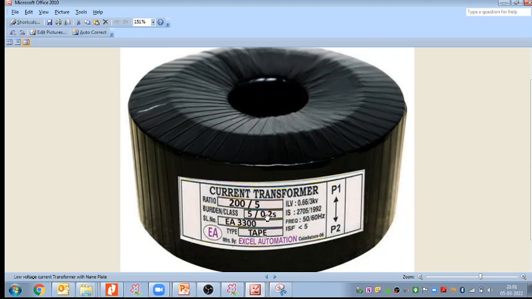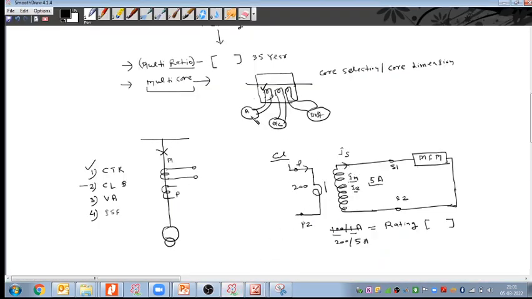It means 0.2 class CT will be more costly because they are using better material, better winding materials to minimize the error. It means 0.2 class CT will be more costly than the class 1 CT. So this error we express in terms of the accuracy class.